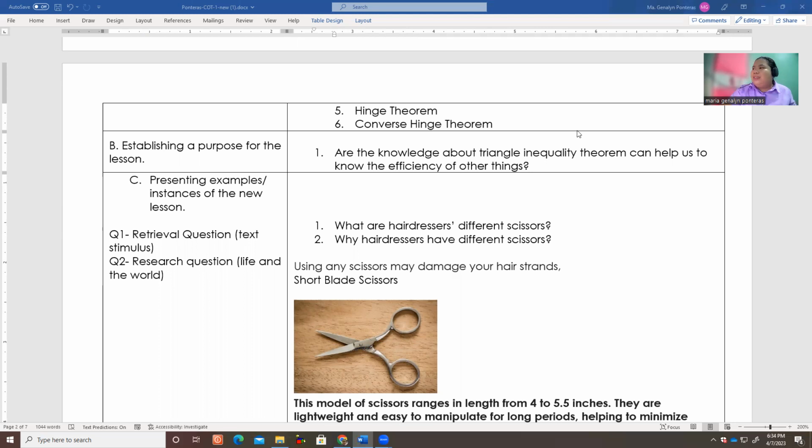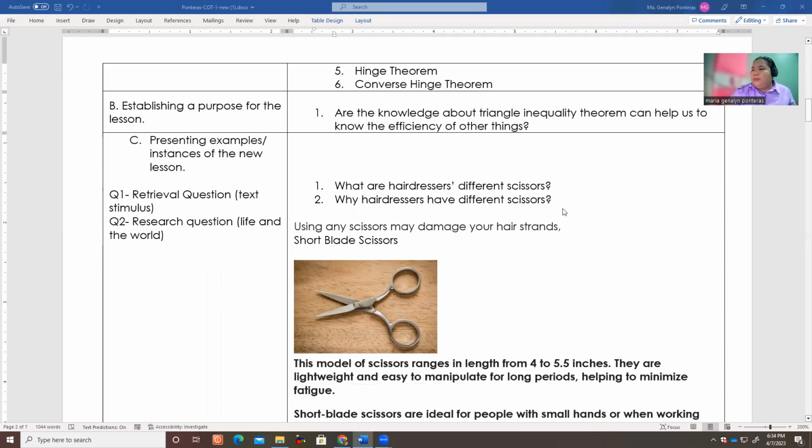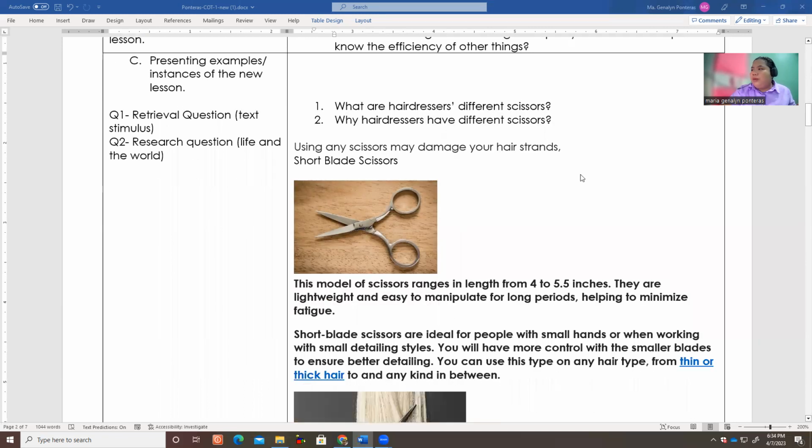So I relate triangle inequality theorems to some familiar tasks. Let's go to the first job, hairdressers. The main tool of the hairdressers are scissors. So what are the hairdressers' different scissors? As I researched, there are 14 different kinds of scissors, but I only focus on two different scissors which are most familiar. The second question, why do hairdressers have different scissors?